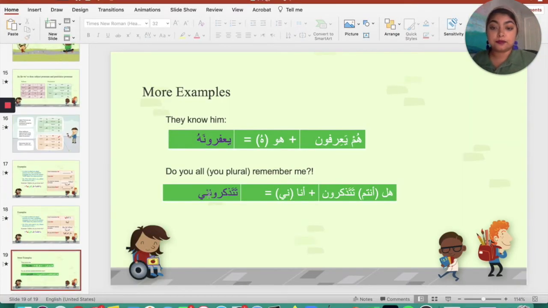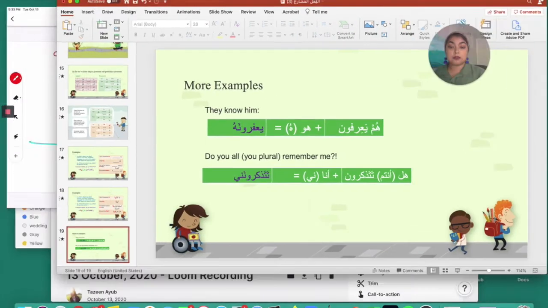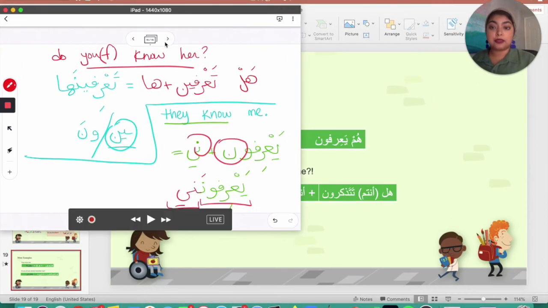So we have تتذكرونني. And here you're pronouncing that noon with a fatha. تتذكرونني. So this right here is going to be your object pronouns. I'm going to give you one more slide of examples.